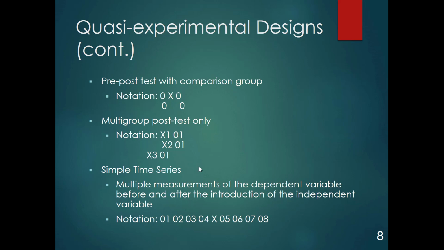Okay, then you have the multi-group post-test only. So if you can see, there are 3 different groups here, and each one of those groups is getting a different intervention, or at least a different level of that intervention. So it's labeled X1, X2, X3. So if they were getting the same intervention, it would have been X1 for all 3 groups. However, because the intervention is different, whether it's different levels or a completely different intervention each group is getting, they're labeled as X1, X2, and X3.